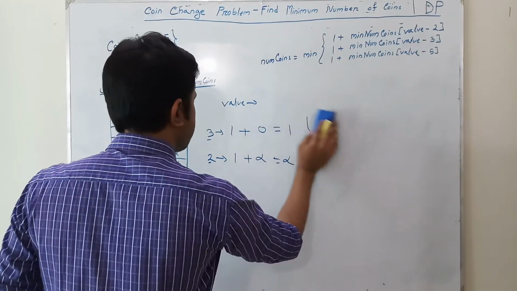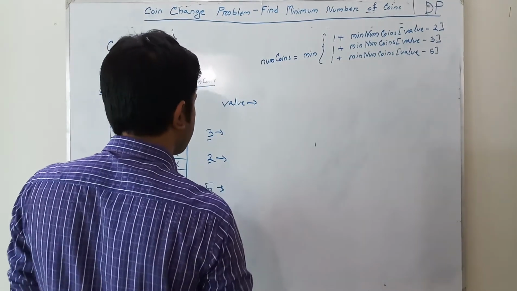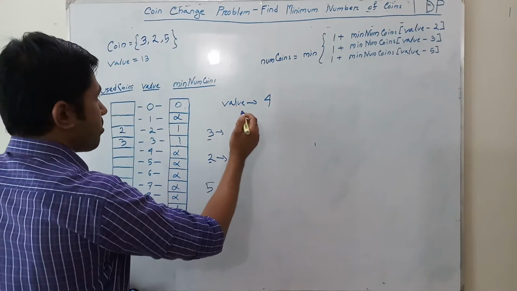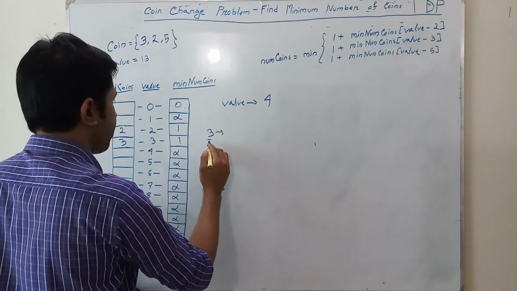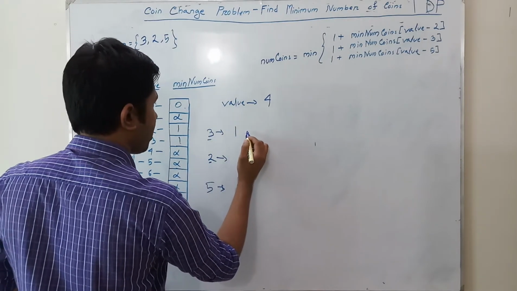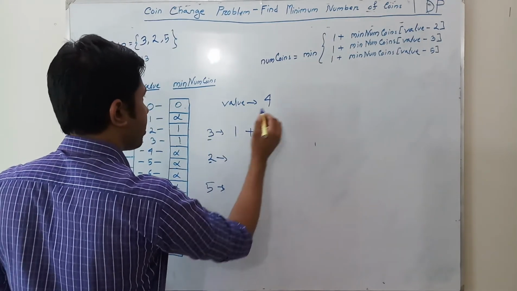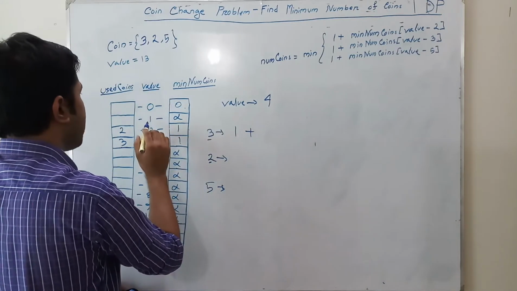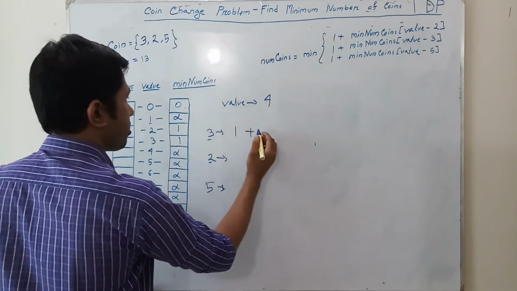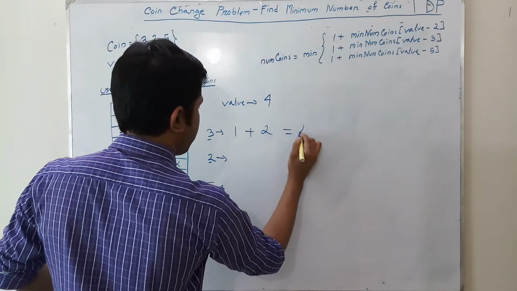When the value is 4, we can use the coin 3. After using the coin 3, we have remaining value 1, and for the remaining value 1, the minimum number of coins is infinite, so it will be infinite.